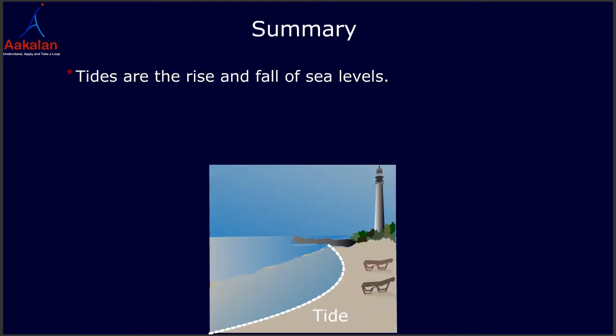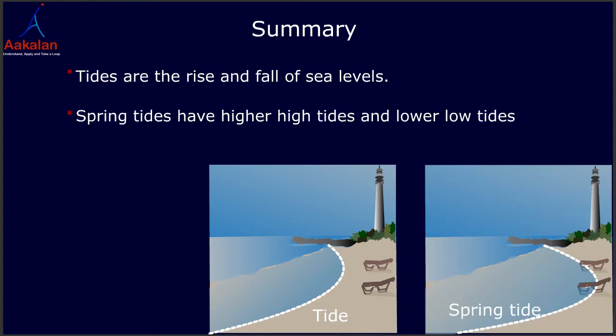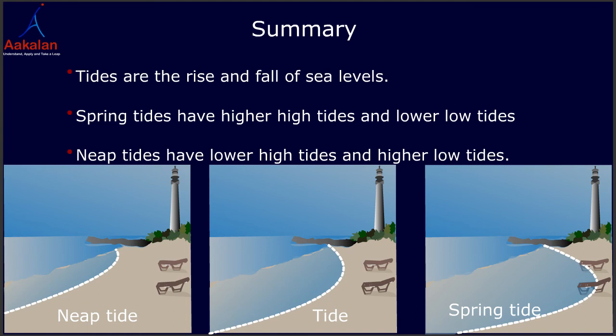To summarize the topic, tides are the rise and fall of sea levels. Spring tides have higher high tides and lower low tides, whereas neap tides have lower high tides and higher low tides.